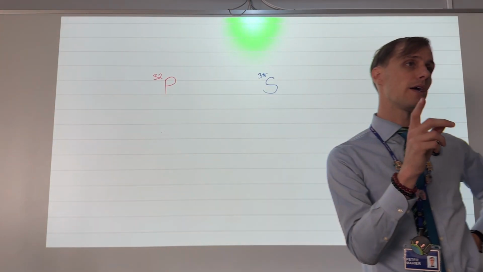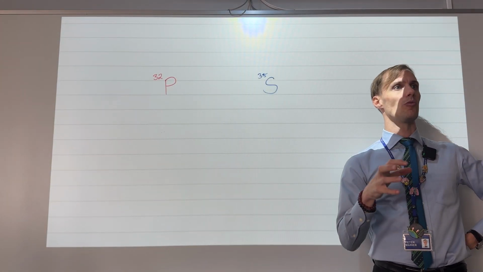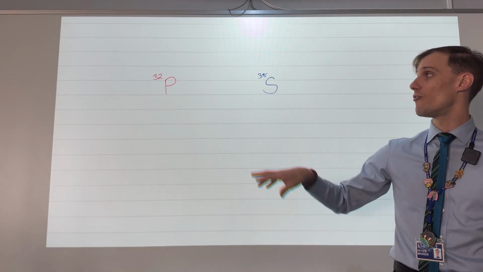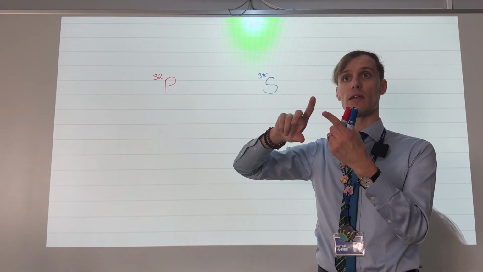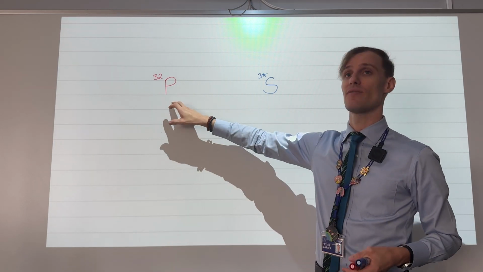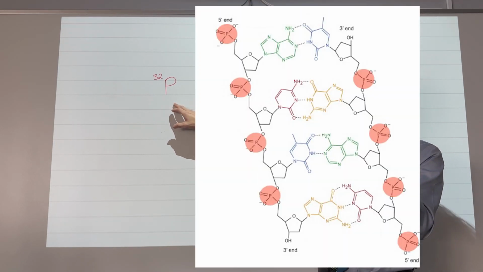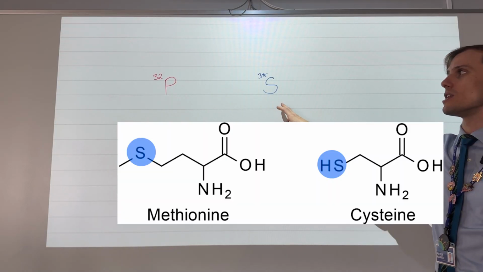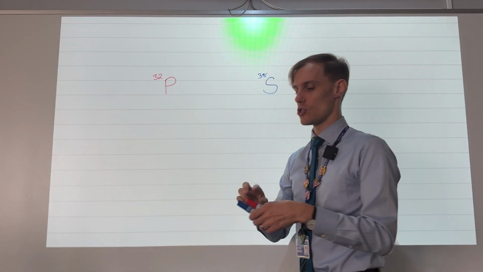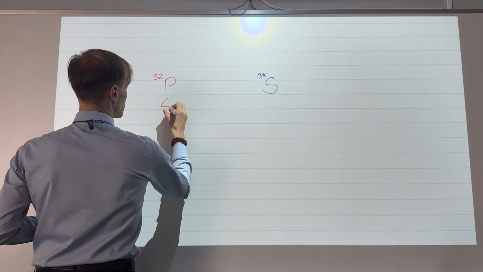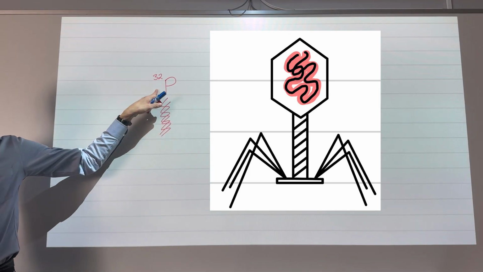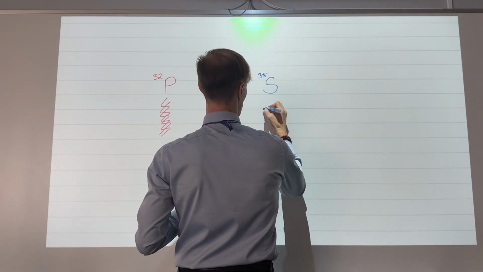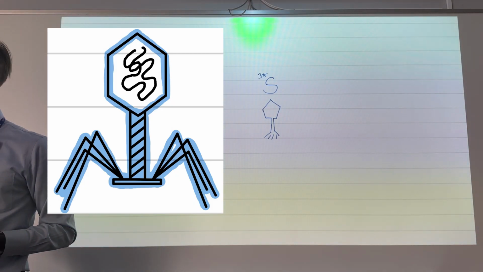So I want to be able to label where this DNA is going without labeling other things. Well, phosphorus is not found in proteins, but it is found in DNA, in the phosphate group. But sulfur is found in proteins, it is not found in DNA. So I can label the DNA with radioactive phosphorus, and I can label the protein with radioactive sulfur.